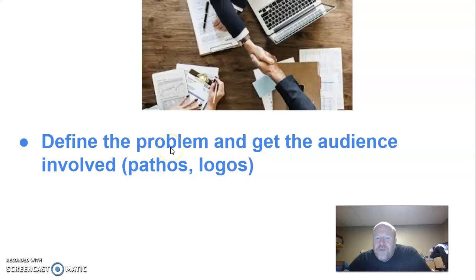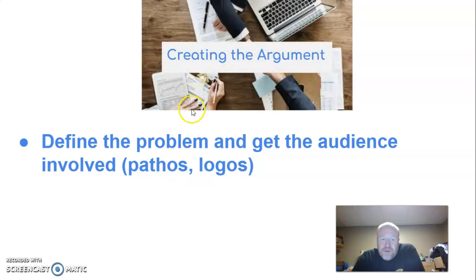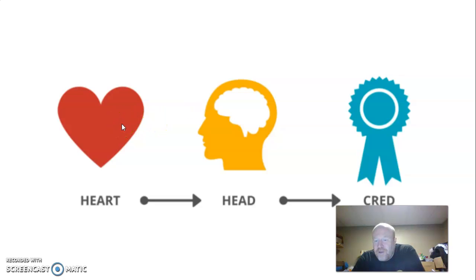All right. Defining the problem. How do we get the audience involved? You're going to keep that in mind. And this is where pathos and logos come into play. You want to pull on those heartstrings, and this is where we create the argument. Remember, heart, head, and cred: heart, pathos; head, logos; and cred, ethos, my credibility. What stories are going to get their emotions going a little bit? What logic is going to make the audience side with me a little bit? We're going to go over this a little bit more as we plan out and write the essay. I'm just previewing it right here.